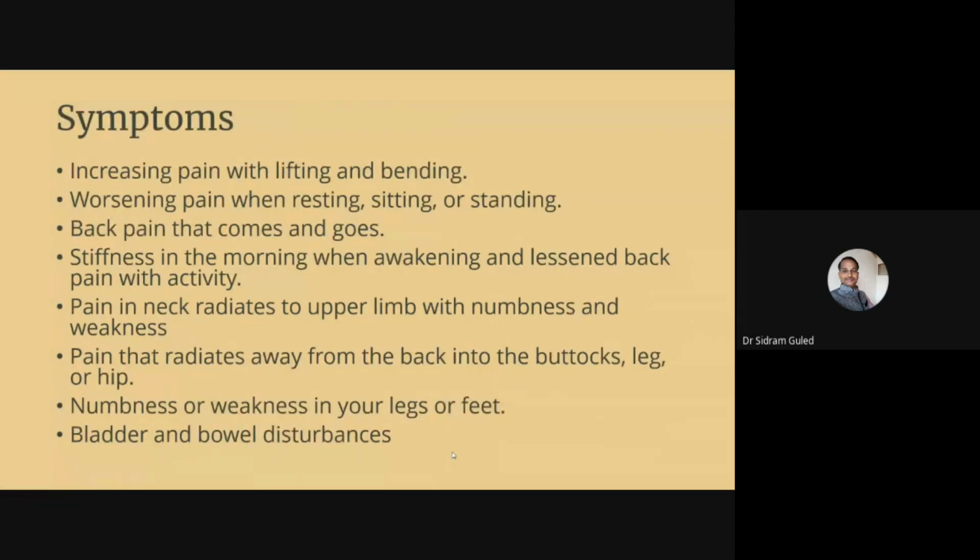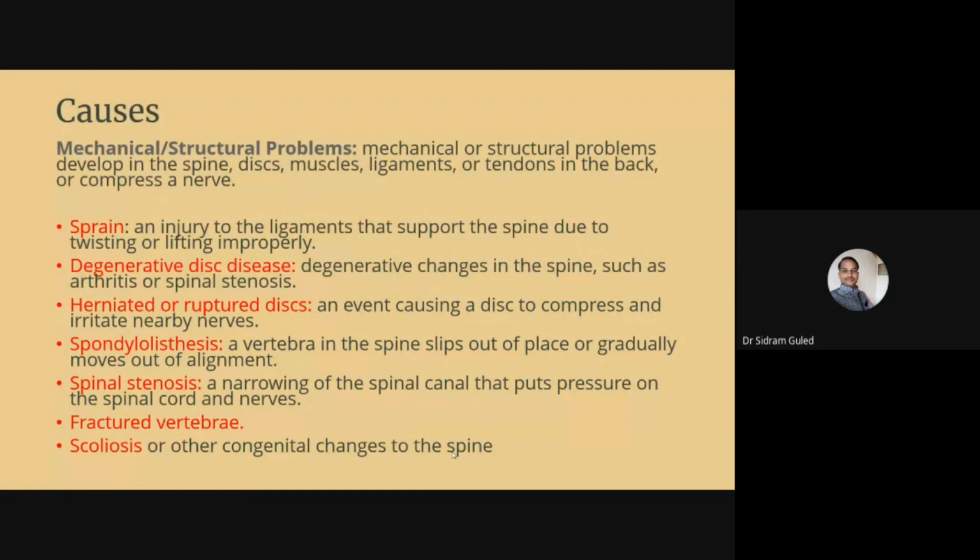So what are the common symptoms of spine disease? Increasing pain with lifting and bending. The pain worsens when resting, sitting or standing, and the stiffness is more in the morning hours and lessens after some activity. Pain in the neck radiates to the upper limb with numbness and weakness. Pain radiates away from the back into the buttocks, leg and hip. There may be numbness or weakness in the leg or feet, and in severe cases, bladder and bowel disturbances are also observed. So what are the causes of these diseases?